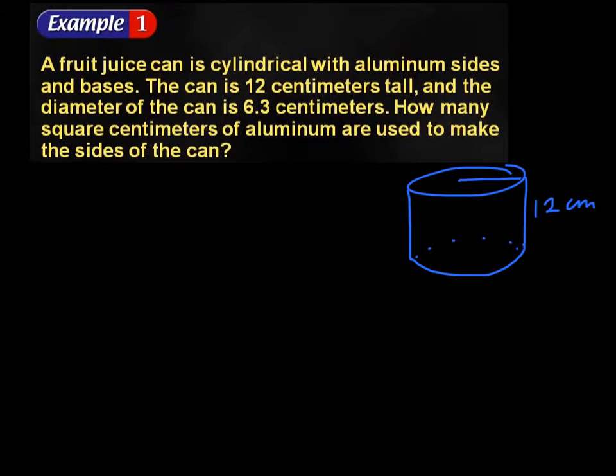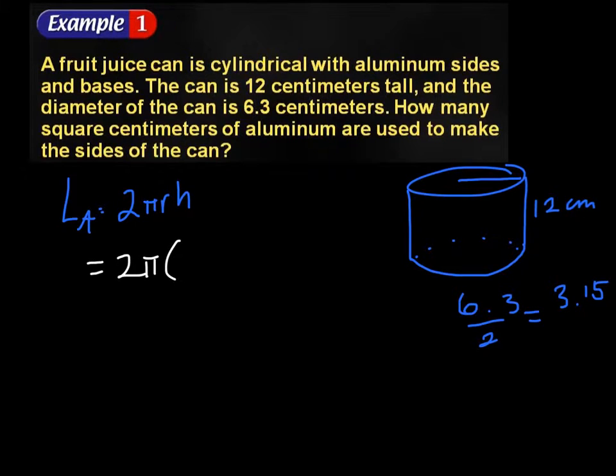A fruit juice can is cylindrical with aluminum sides and bases. The can is 12 centimeters tall and the diameter of the can is 6.3 centimeters. How many square centimeters of aluminum are used to make the sides of the can? Okay, they gave us the diameter. I wish I knew the radius. So I'm going to take 6.3 divided by 2. So my radius is going to be 3.15.